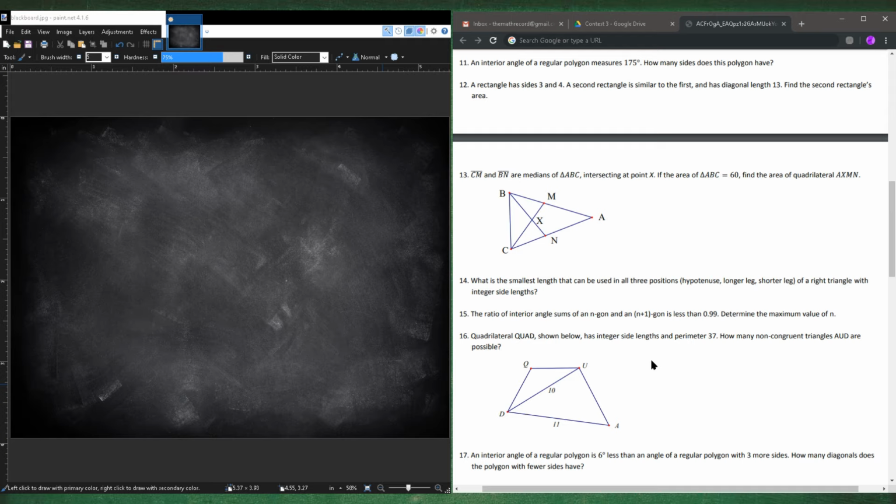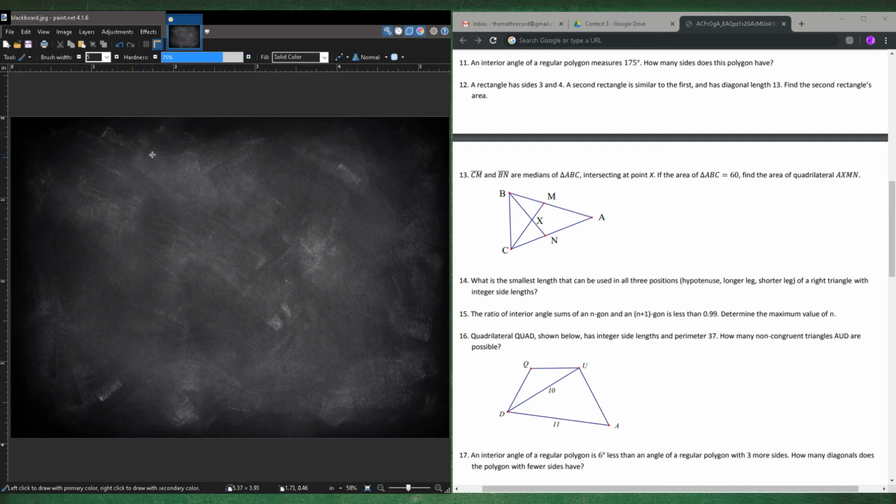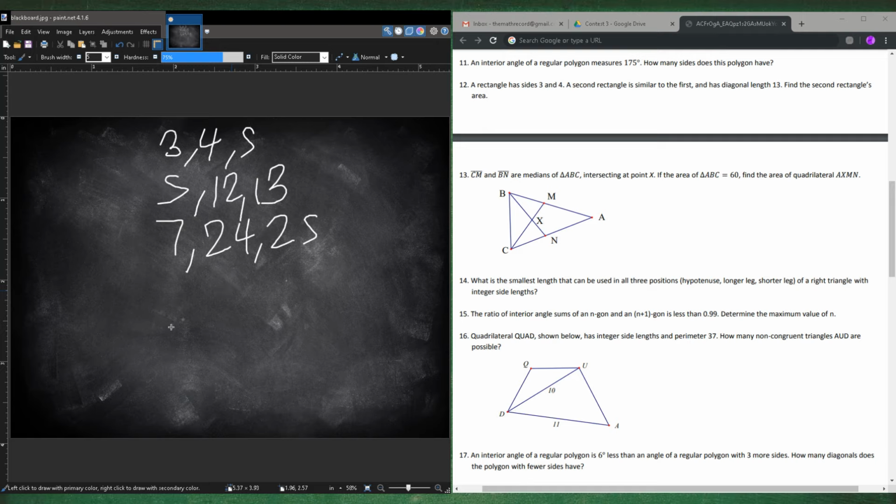Number 14. What is the smallest length that can be used in all three positions: hypotenuse, longer leg, shorter leg of a right triangle with integer side lengths? If you know your Pythagorean triples, it's 3, 4, 5; 5, 12, 13; 7, 24, 25; 8, 15, 17; 9, 40, 41, etc. I'm just going to write 5 of them, because usually you just want to write 5.